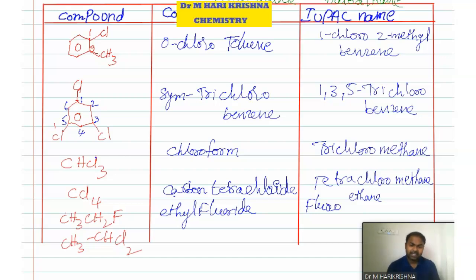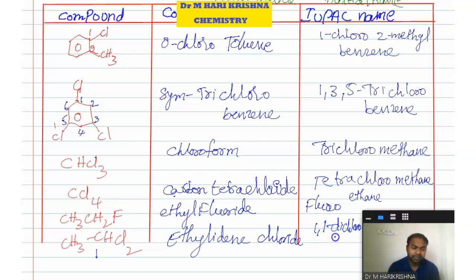CH3CHCl2. See this, only one carbon contains 2 chlorines here. So this common name is ethylidene chloride. In case of IUPAC, we can give numbering for this carbon. So in one position, 2 chlorines are there. So 1, 1 dichloro. So how many carbons are there? Totally 2 carbons. 2 carbons means ethane. 1, 1 dichloroethane. So these are the IUPAC names for haloalkanes, students.